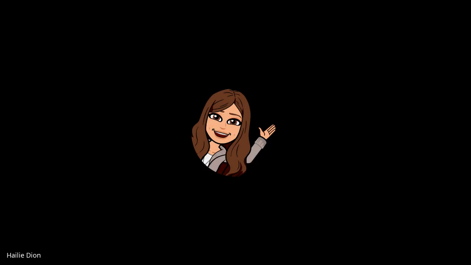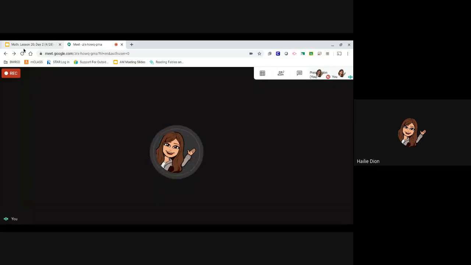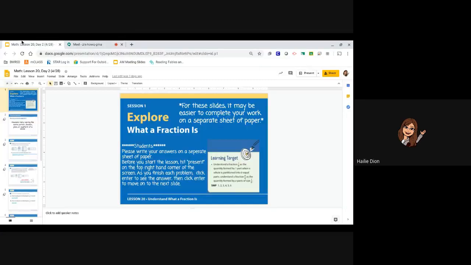Hi friends, I figured that this would be the easiest way to walk through slides with the least amount of frustration on my end. So today we are going to be working through our math slides once I can get this all up and going.